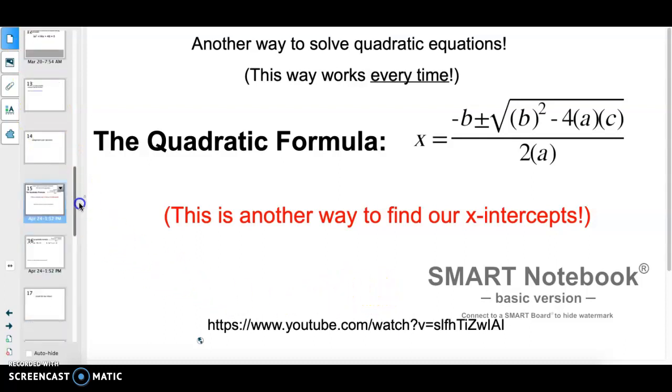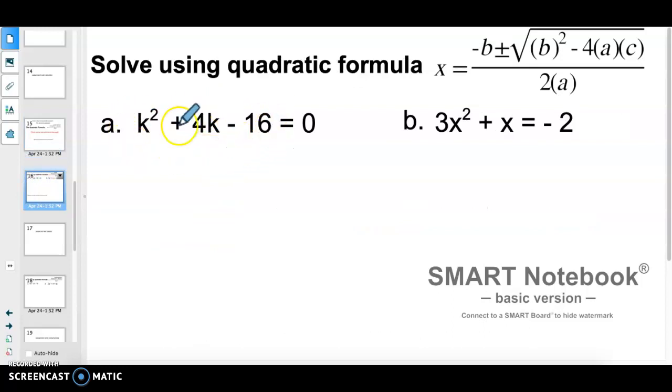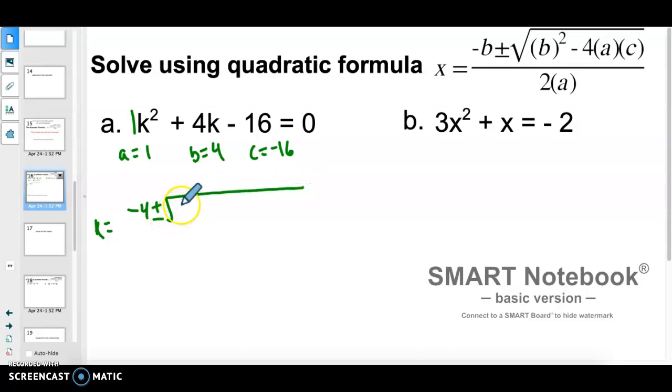Using the quadratic formula, we are going to solve this equation to find its solutions. Make sure your equation equals 0, and then identify what your a, b, and c are. This is my invisible 1, and then b is 4, c is negative 16. We are going to plug all of that into this equation. This time instead of x, it's going to be k equals negative b. So it'll be negative 4 plus or minus the square root. Make sure you do your b in parentheses like we were practicing last week. So b squared minus 4 times a, which is 1, times c, which is negative 16, all over 2a.